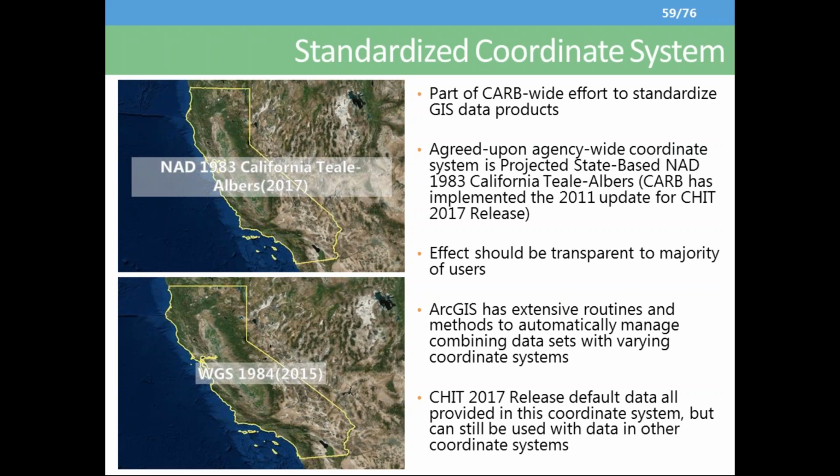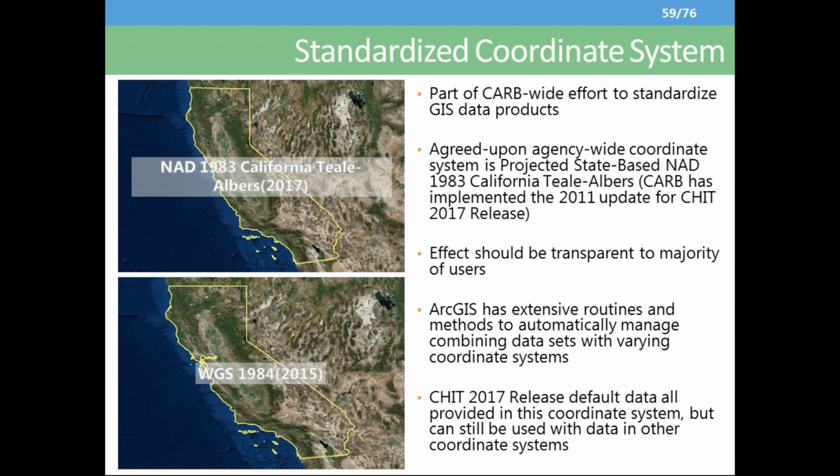The actual use of this is transparent to anybody utilizing CHIT. At the end of the day, you can do all these calculations with the data inputs being in different coordinate systems, and ArcGIS already has all the routines to automatically handle that and realign everything. Having more consistency does help reduce the amount of skewing and distortion that can happen because of those processes. But at the level that we do evaluations with CHIT, it's really going to be transparent to the user at the end of the day.